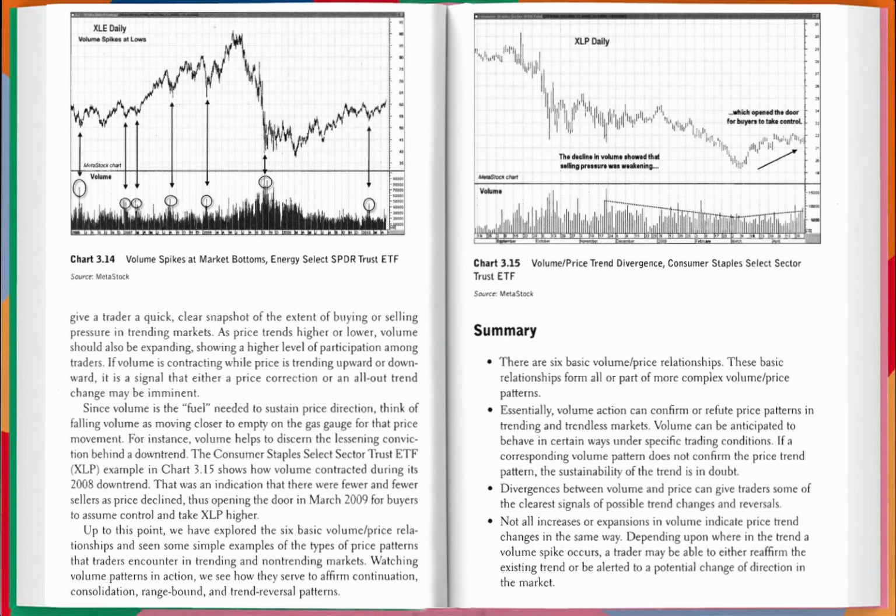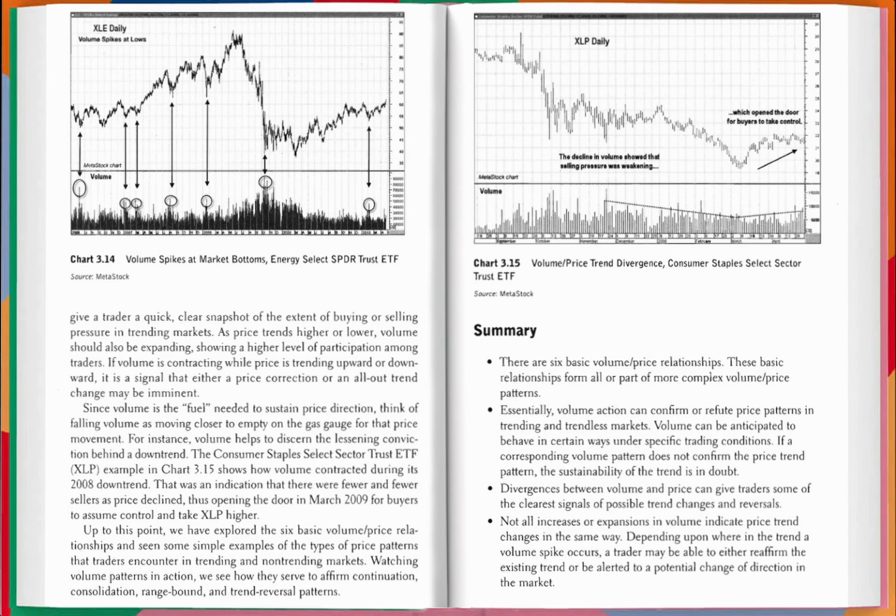For instance, volume helps to discern the lessening conviction behind a downtrend. The Consumer Staples Select Sector Trust ETF XLP example in Chart 3.15 shows how volume contracted during its 2008 downtrend. That was an indication that there were fewer and fewer sellers as price declined, thus opening the door in March 2009 for buyers to assume control and take XLP higher.